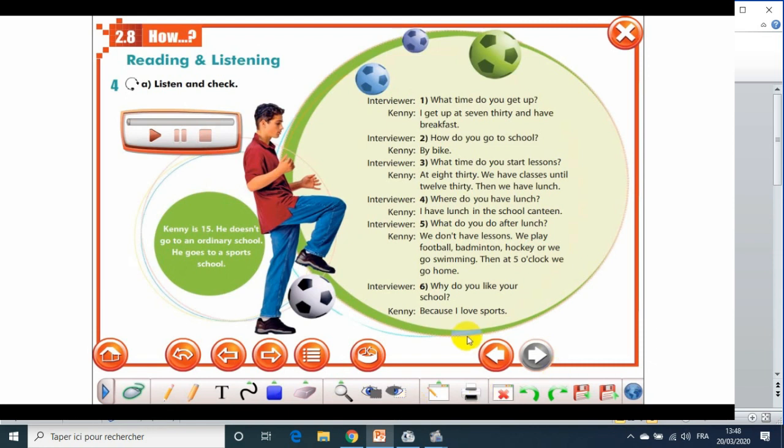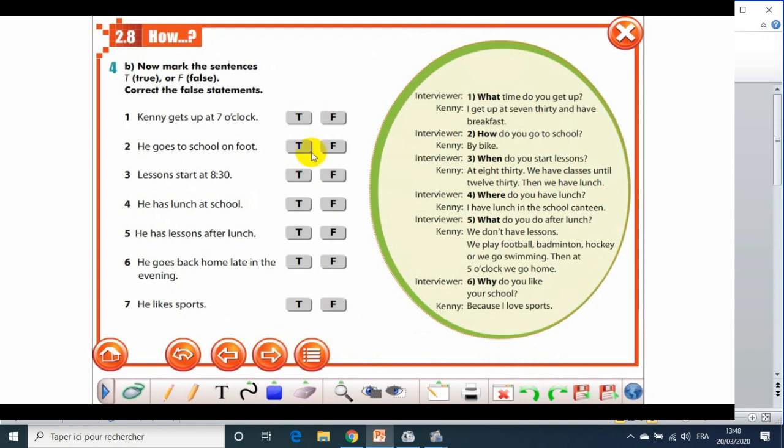Alright, so you correct your answers. Now we move to true or false sentences. Page 43. Mark the sentences true or false. Correct the false statements. We have Kenny gets up at 7 o'clock. You read the text and you see if the sentence is true or false. If it is false, you correct it. So this is homework number 1. This we will correct next session.